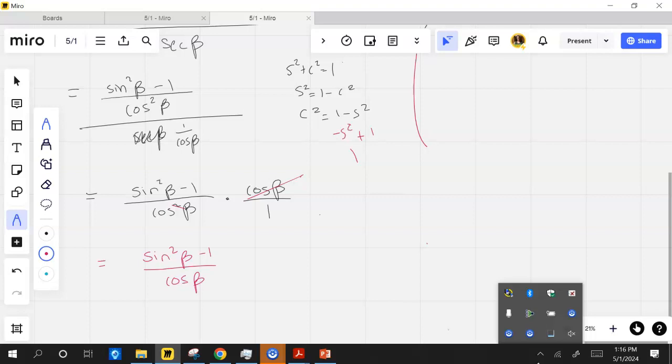All right. So this is like before where we took out a negative 1. I could put negative 1 times this, and that would make my sign negative. That would make my 1 positive, which suddenly does look like my Pythagorean identity.